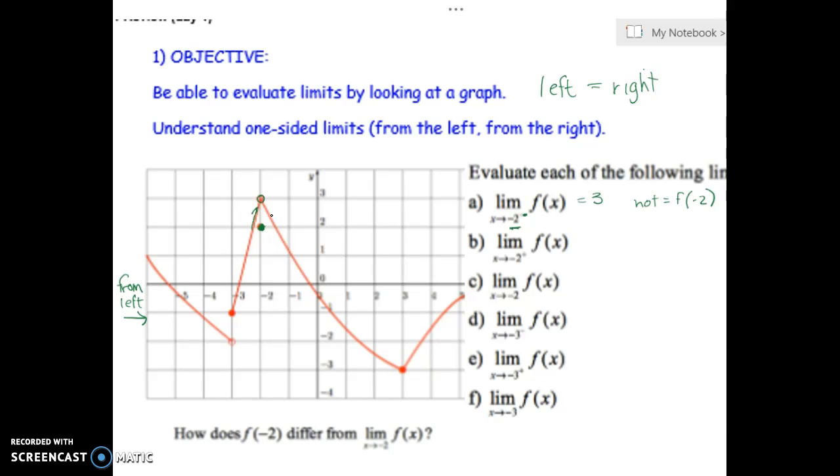We're looking for what the y values are approaching as the x values approach negative 2. So that concept of approaching is key.